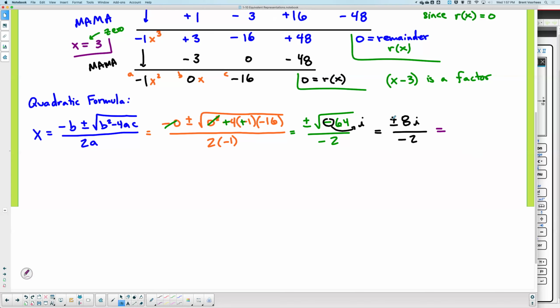If I took my plus or minus, I had someone ask me earlier, what does a plus or minus even mean? That means you have a positive answer and a negative answer. It doesn't mean anything else. It's not like you do some weird math. You have both a positive answer and a negative answer.